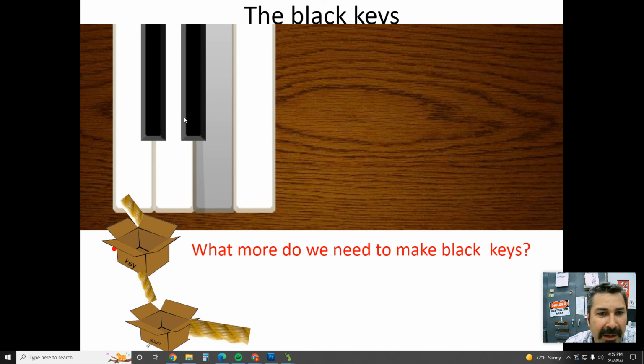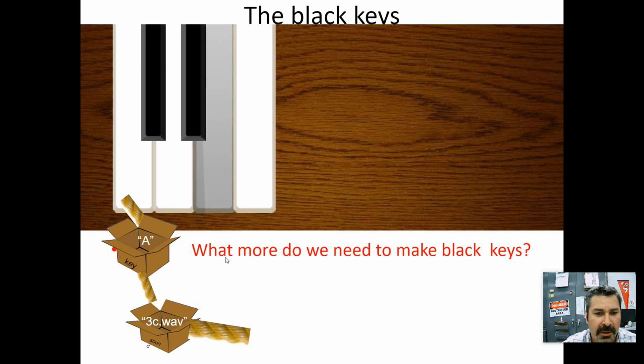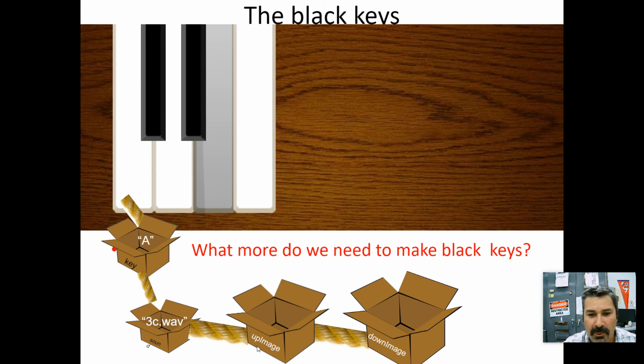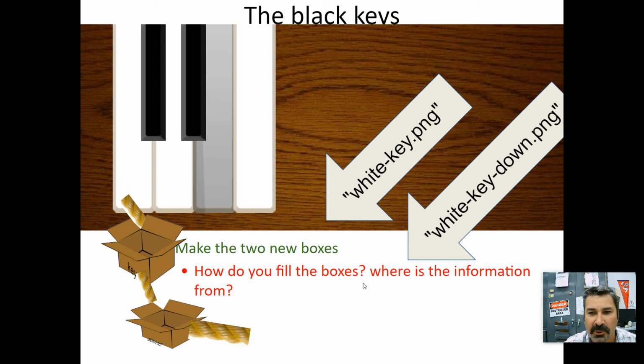Now, what more do we need in order to get the Black Keys? If you don't know the answer, ask me in class and I will help you. So this key plays A, with the A key and 3C dot wave. This one plays with the G key and 3A dot wave. But now we need it to have the Black Key. So what do we need? Well, we need the up image and the down image. So we need those instance variables and we need to fill them.